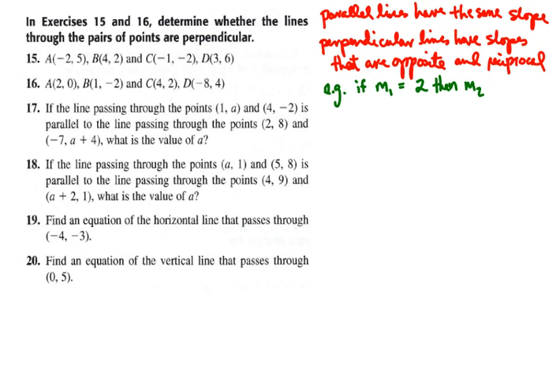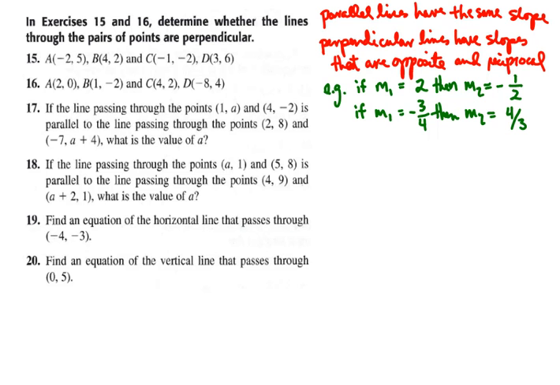If the slope is 2, then its perpendicular slope will have the opposite sign. So whereas the first slope was positive, the second slope will be negative, and will be a reciprocal of the first slope. So if the first slope was 2, or 2 over 1, the second slope will be negative 1 over 2. If the first slope was negative 3 over 4, then its perpendicular slope will be positive 4 over 3. So perpendicular lines have slopes that are opposite and reciprocal.